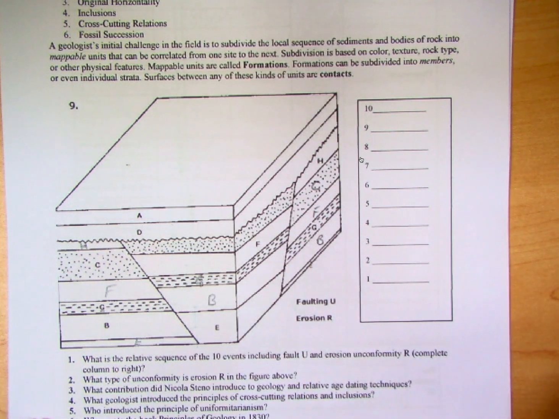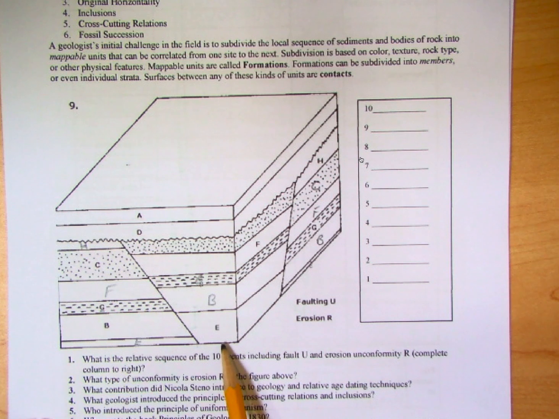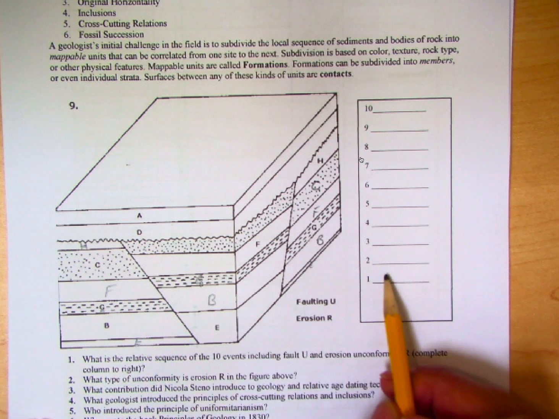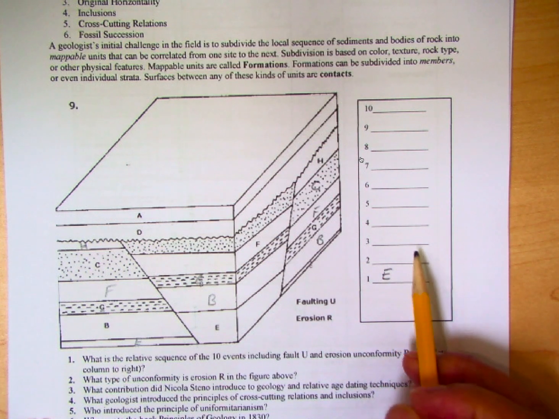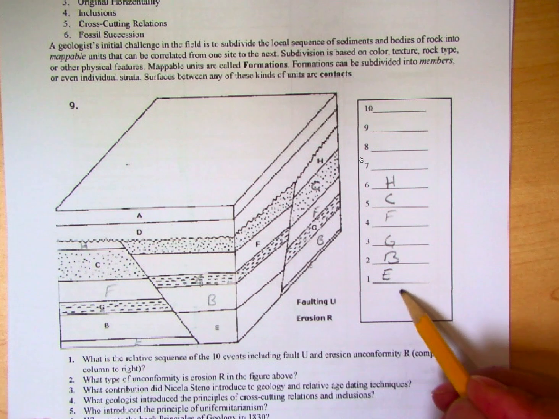So anyways, using that, the first thing you'll use is the principle of superposition to work your way. So it's going to be pretty easy. Essentially, E through H is going to be all in order, right? Because we're just using superposition here. Six units, all using the principle of superposition to organize them.